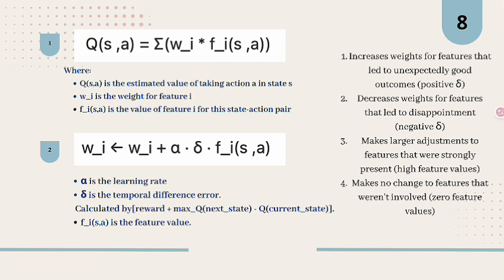We think this equation is really powerful because, first, if we have a positive delta, it will increase the weight of the features that lead to good outcomes. If it's a negative delta, it decreases the weight for features that lead to disappointment. If it's a high feature value, it makes a large adjustment to the features that are strongly present. If it's a zero feature value, there will be no change.